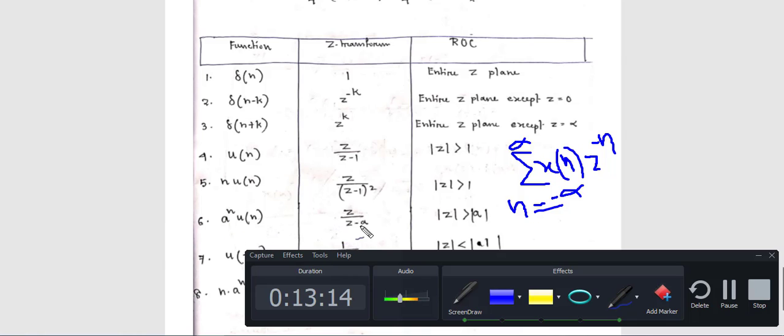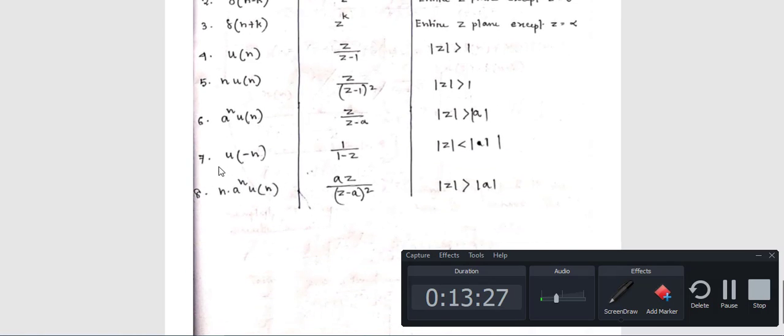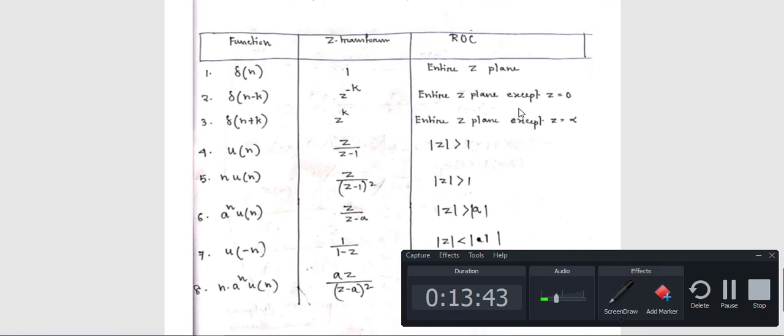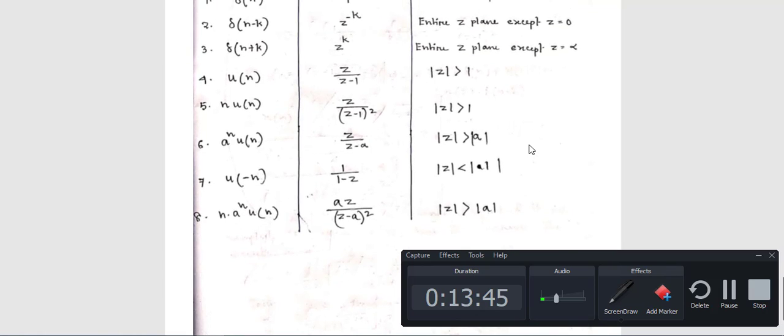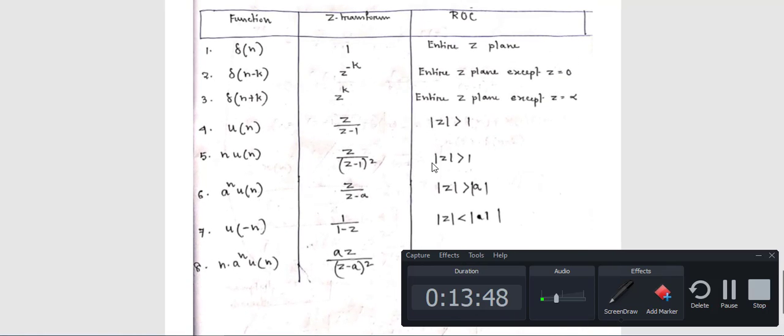Suppose this is z by z plus a. Then what will be your function? Your function is minus a whole to the power n u[n]. So got my point? Similarly, suppose you have u of minus n, so it is 1 by 1 minus z. And again the last one: suppose you have az by z minus a whole square. That means your function is n into a to the power n u[n]. ROC is also attached here. If you can remember this table, you can perform inverse Z transform easily.